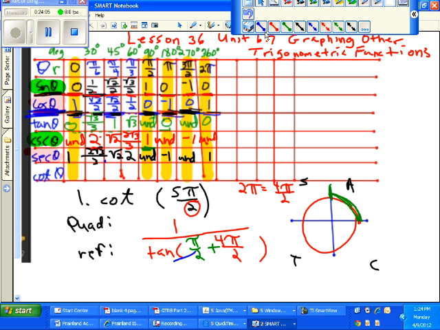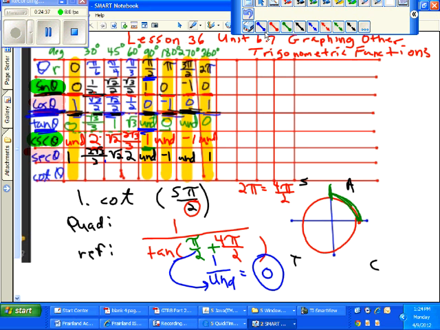Okay, that means that really what I want is 1 over tangent pi over 2, right? What is tangent pi over 2? Tangent pi over 2 is undefined, so I have 1 over undefined. That means I have the reciprocal of undefined. What is the reciprocal of undefined? 0. So the answer is 0.